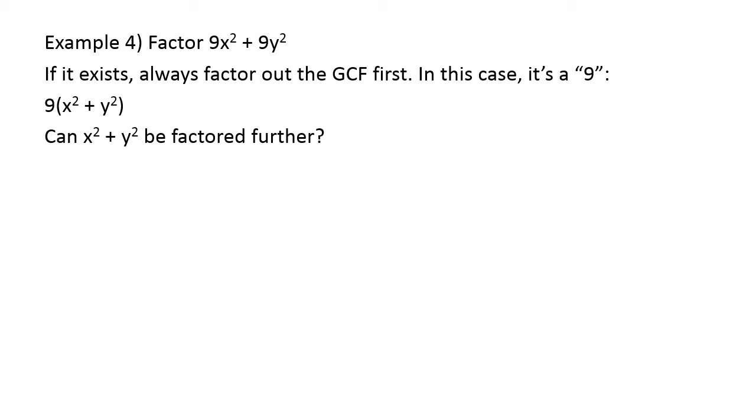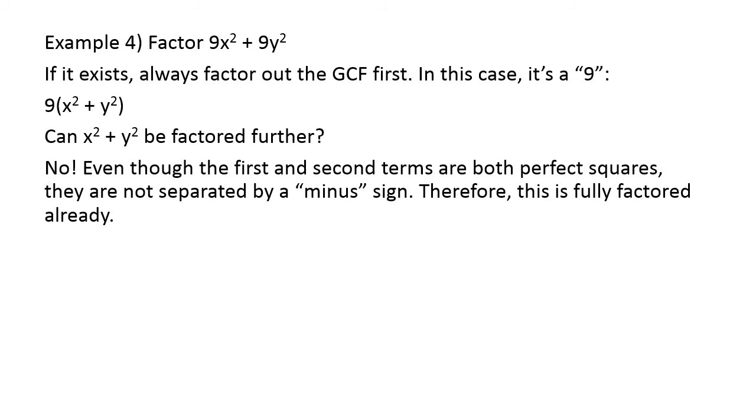I hope you are saying no, because even though x squared has a square root of x, y squared has a square root of y, they are adding together. And so we cannot factor this further because there is not a minus sign between those two terms. It is not a difference of squares. So it is impossible to factor the bracketed part there further. So we're actually finished factoring this.